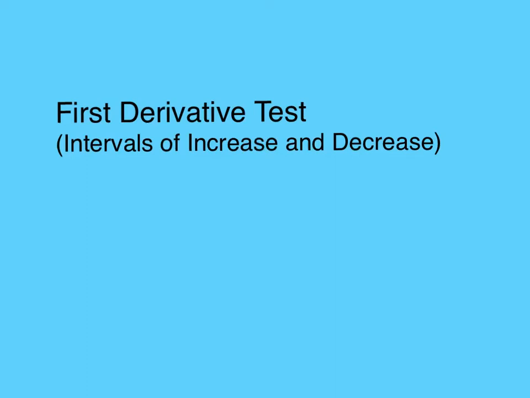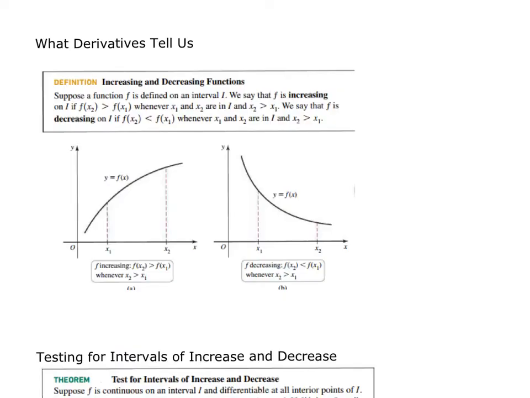This video is about the first derivative test, finding intervals of increase and decrease. Derivatives tell us quite a lot about the behavior of different functions. And the first thing that we're going to look at is finding intervals of increase and decrease. So suppose we have a function f defined on some interval.